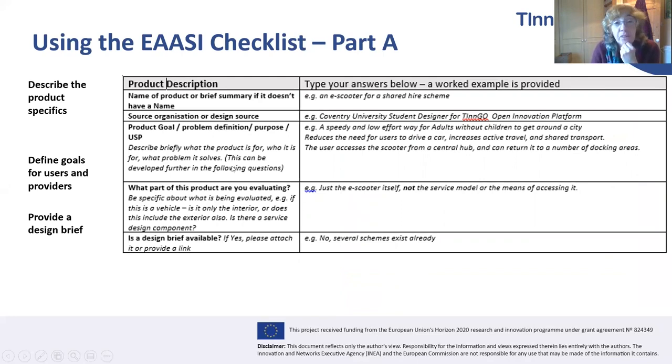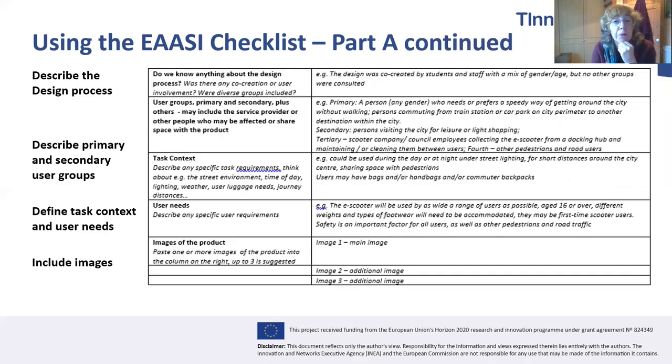So, for example, this is just part A, where you describe the specifics of the product, the name of the product, and you define the goals for the users and for the providers. So you set out what you think your goals are. You provide the design brief, and you specify what part of the product you're evaluating. If I continue with part A, here we're asking them to think about what their design process was. Did they consult diverse groups of users? Was any co-creation or user involvement used?